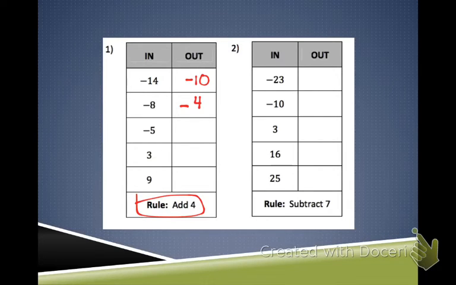-5 plus 4 is -1. 3 plus 4 is 7, and 9 plus 4 is 13. Ladies and gentlemen, we have just finished our first function table.